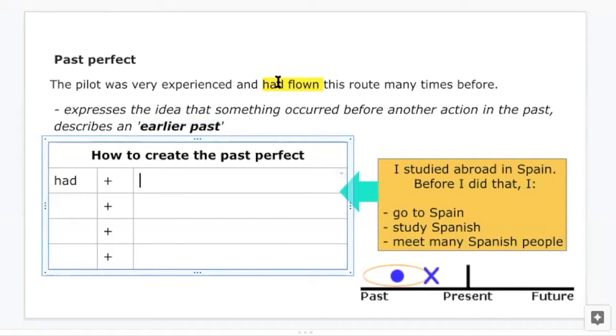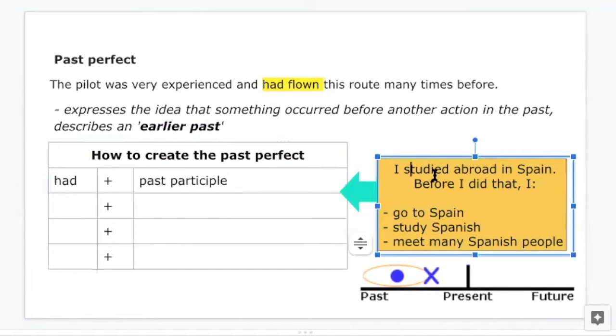How do we make the past perfect? So we have had, and then what? The third form of the verb, past participle. Yeah. Past participle. Very good. Verb plus ed or the third column, past participle, right? So how would we express this?